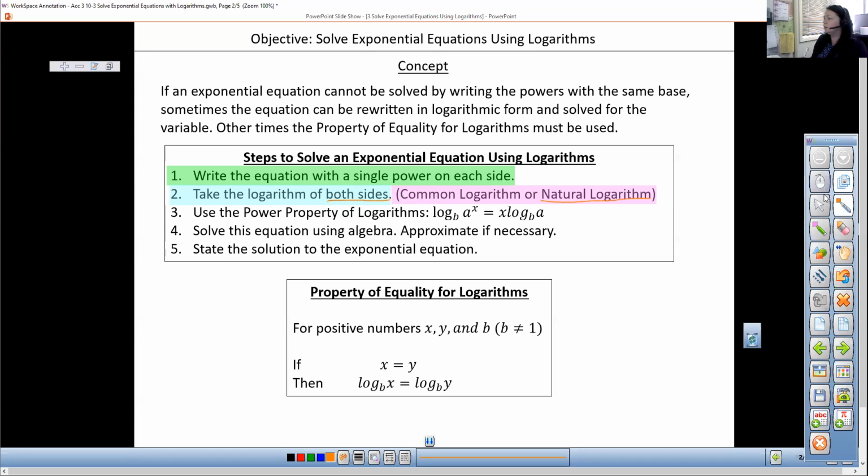This is a common error. It's an algebraic procedure, so you've got to make sure that whatever you do to one side, you do to the other side. And so the logarithm has to be taken of both sides, no matter what's on each side.